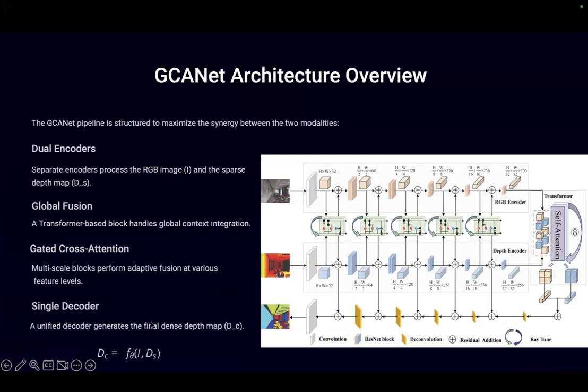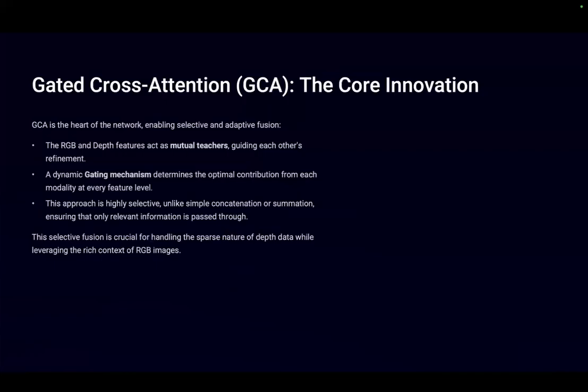So there is a unified decoder which generates the final dense map. This is the way they go: the dual encoder, then the global fusion, then gated cross attention, and the single decoder. So this is the same thing.